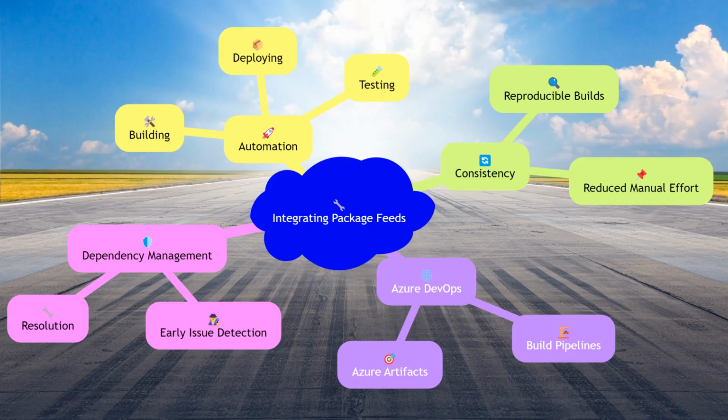Integrating package feeds with build pipelines is essential for automating the process of building, testing, and deploying applications. By configuring build pipelines to consume packages from feeds, teams can ensure that their builds are consistent and reproducible. In Azure DevOps, build pipelines can be configured to use packages from Azure Artifacts, allowing teams to automate the entire build process and reduce manual effort. This integration also helps in identifying and resolving dependency issues early in the development cycle.